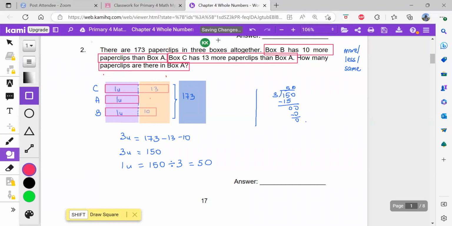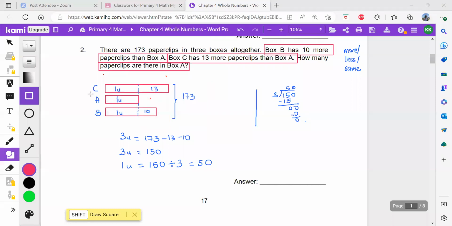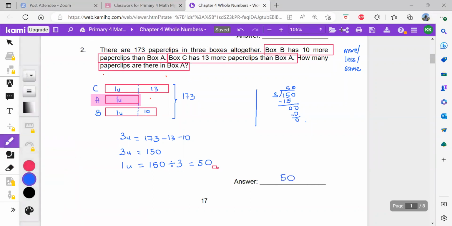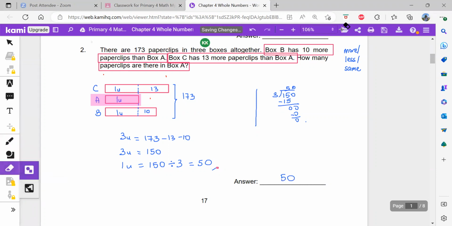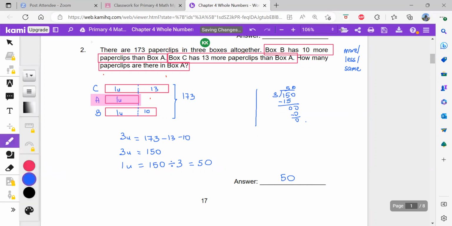And if you look at box A, let me just clear this. Okay, so if you look at box A, there is 1 unit of paper clips. 1 unit here. So if it's 1 unit, the number of paper clips in box A will be just 50. Because there's 1 unit of paper clips in A and 1 unit is 50. So this is the number of paper clips in A.